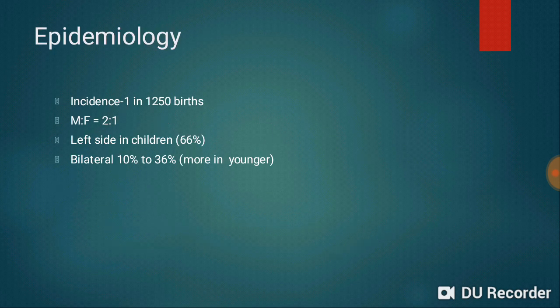Coming to the epidemiology, the incidence is 1 in 1250 births with a male preponderance. The left side is more commonly affected, in 66%, and bilaterality is in 10 to 36%, and bilaterality is more when the child is younger.